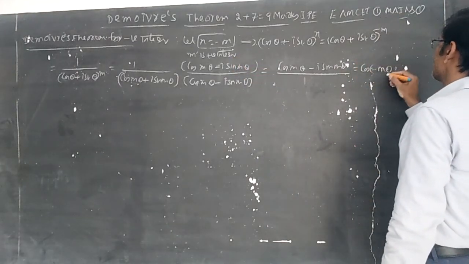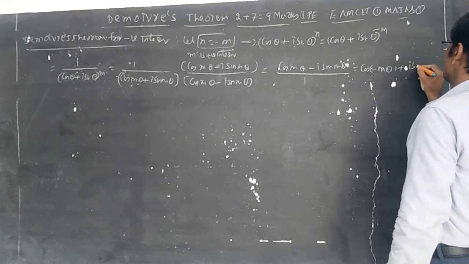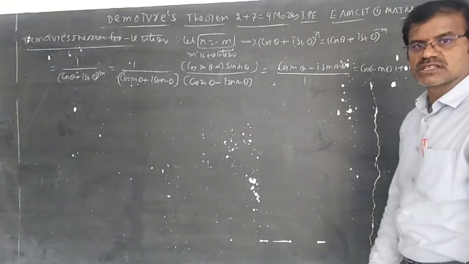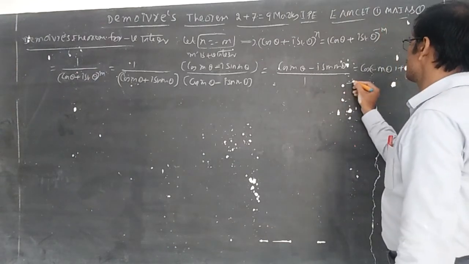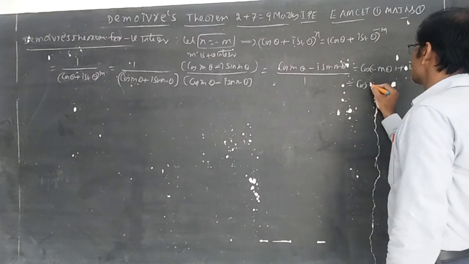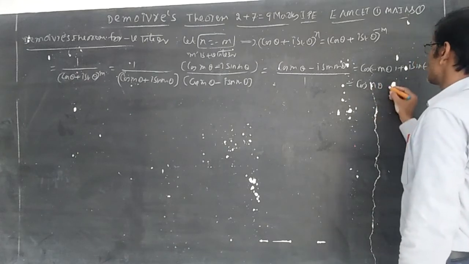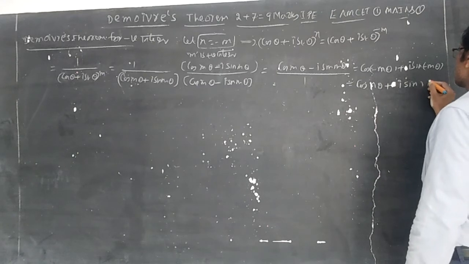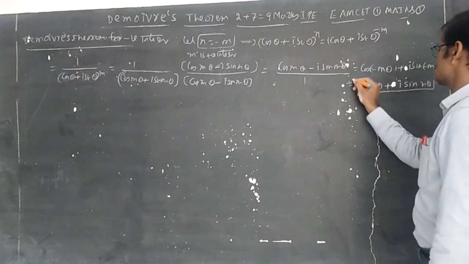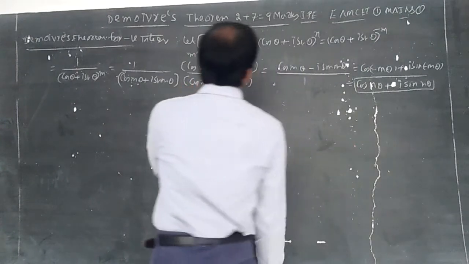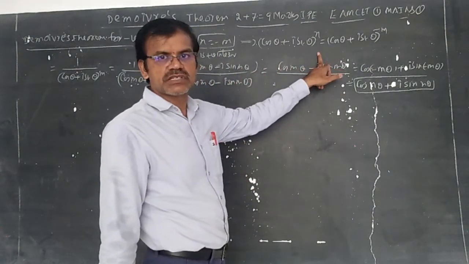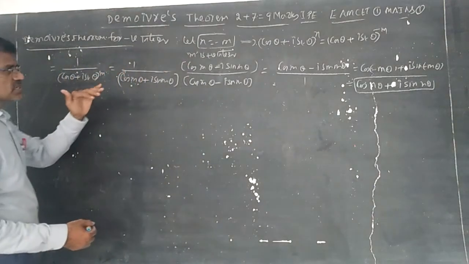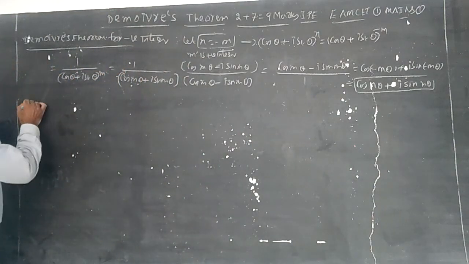You can write here cos of minus m theta plus i sin of minus m theta, because cos of minus theta is cos theta and sin of minus theta is minus sin theta. Now instead of minus m, we take it as n, and here you can write cos n theta plus i sin n theta. So for negative integers also we proved that (cos theta plus i sin theta) whole power n is equal to cos n theta plus i sin n theta.